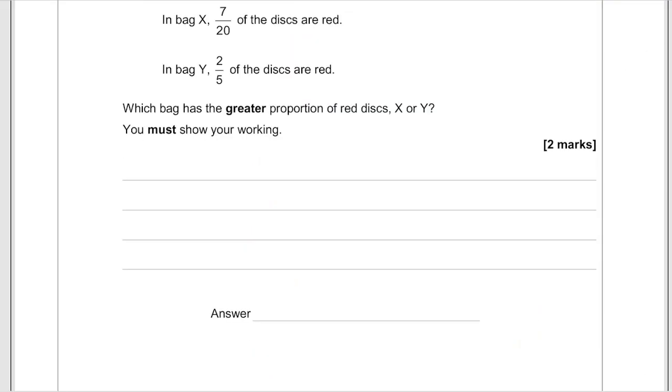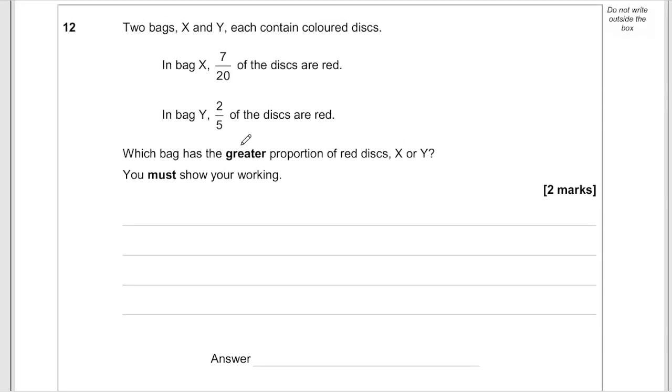It says 2 bags, bag X and bag Y, each contain coloured discs. In bag X, 7 out of 20 of the discs are red, and in bag Y 2/5 of the discs are red. Which bag has the greater proportion of red discs, X or Y? And it says we must show our working. So even if you guess one and you don't show any workings, you won't get any marks.